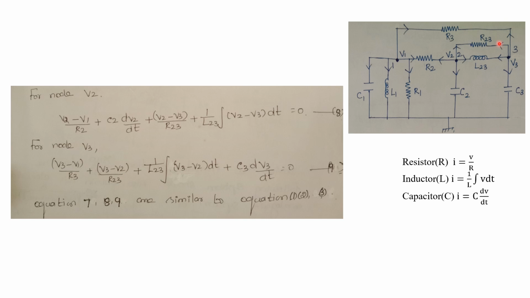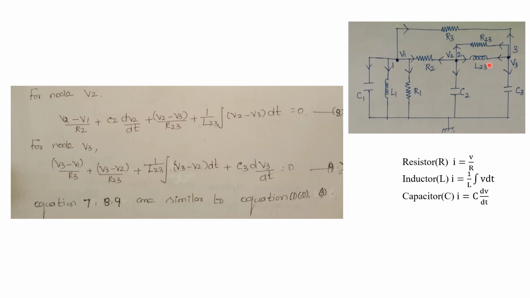Then if you are considering R23, what will be the drop across R23? V3 minus V2 divided by R23. That will be the current. The next is L23. What's the formula for current flowing through the inductor? 1 by L23 into integral. Current is flowing in this direction, we have to assume this current.